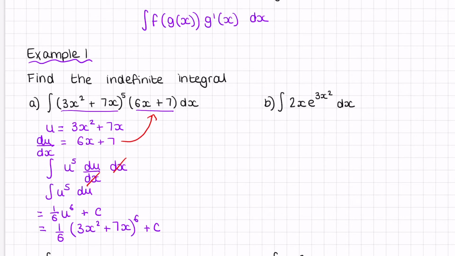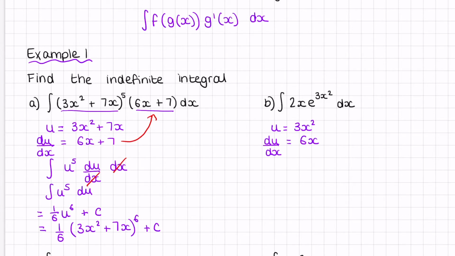So let's have a look at part B, because part B includes something else we have to be aware of. So now here we've got the integral of 2x times e to the power of 3x squared dx. So our u is going to be 3x squared, and do the derivative, so du on dx will equal 6x. Now, if we look at this, 6x isn't in our original function, but 2x is, and 6x is 3 times 2x, and that's okay, we can work with that.